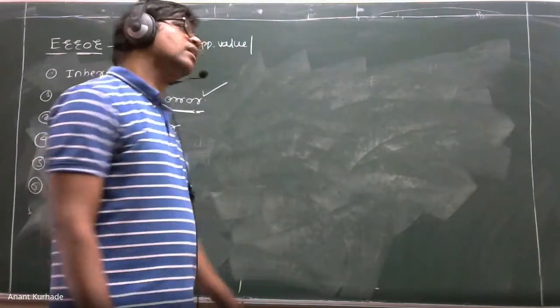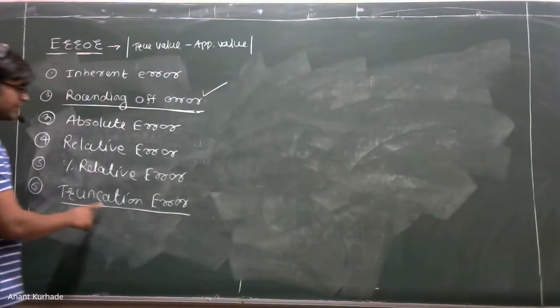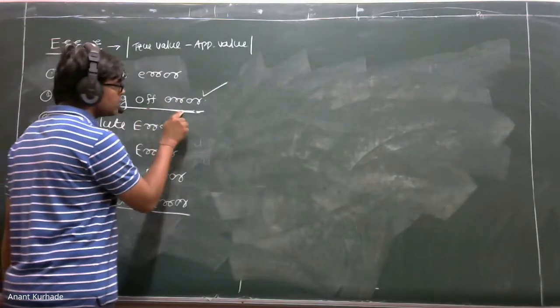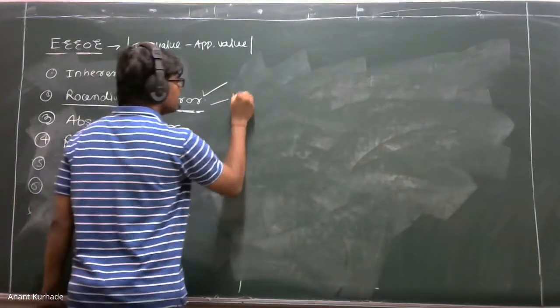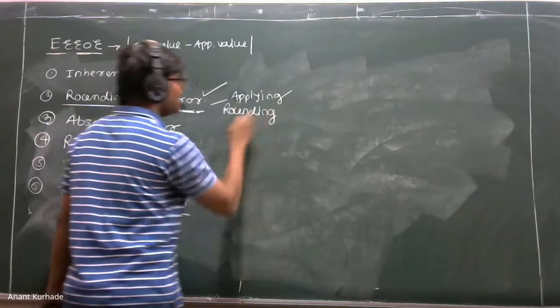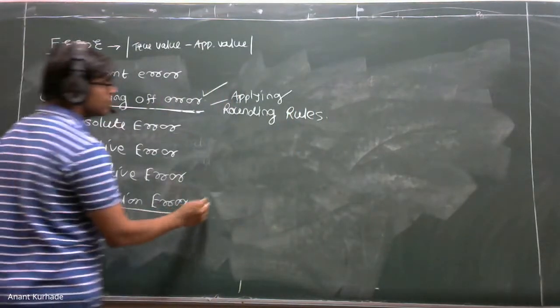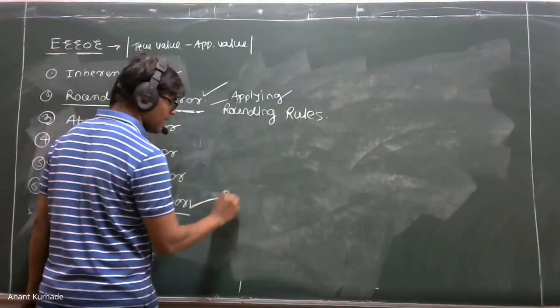Now see the truncation error. What is the meaning of it? It is similar to rounding error. In rounding, you apply the rounding rules. Okay, fine. And then remember these truncation errors. Truncation errors occur without rounding. For this, don't apply rounding.